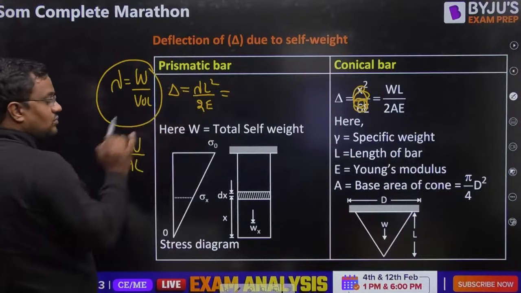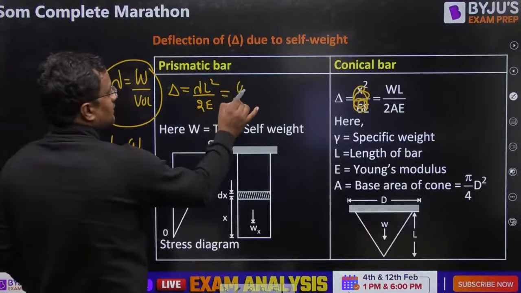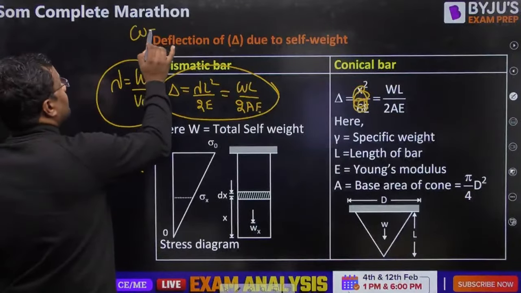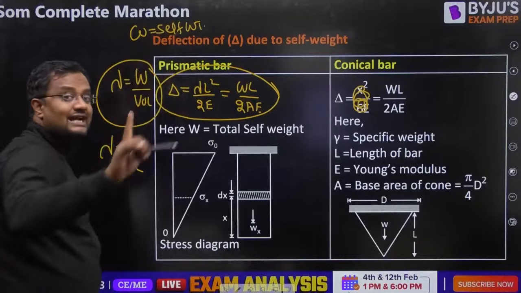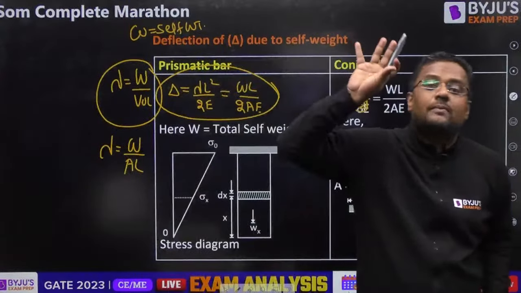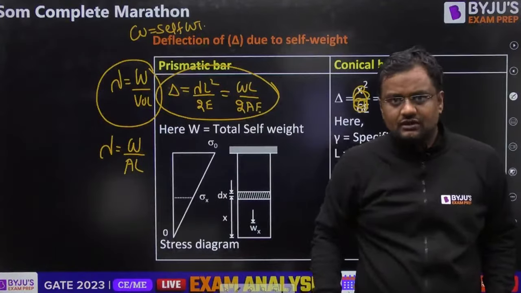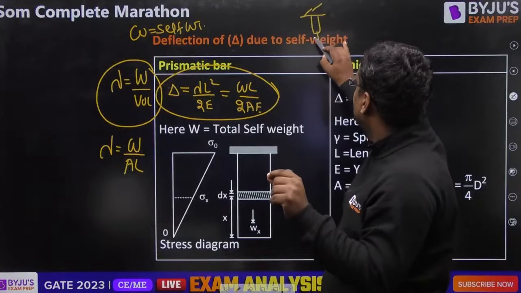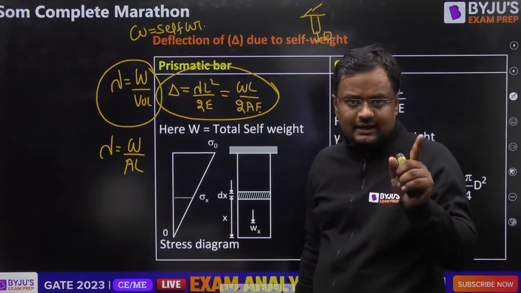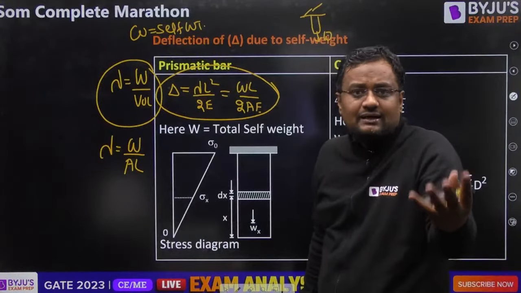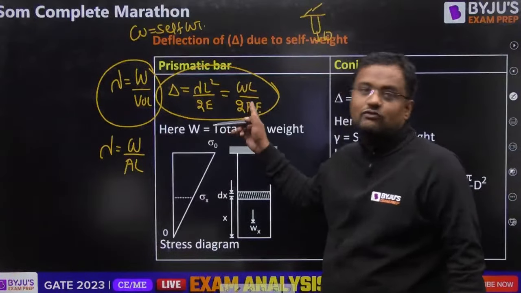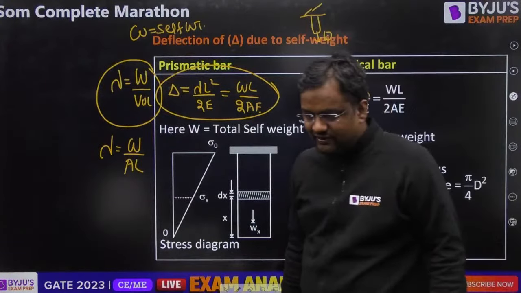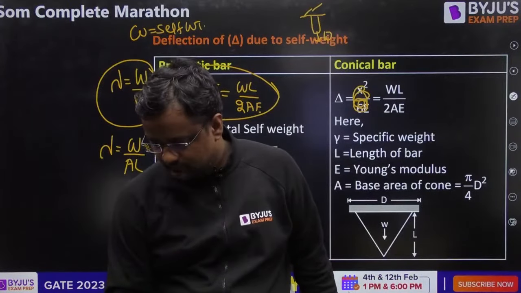If you put this lambda as W by AL here, it will be WL by 2AE. Here W is not external load, W is self weight. That means if W load is acting on a weightless bar, what is the deflection? WL by AE. If there is no external load acting on the bar, due to its self weight W, the elongation is half, WL by 2AE. Got it, everyone? Please let me know.